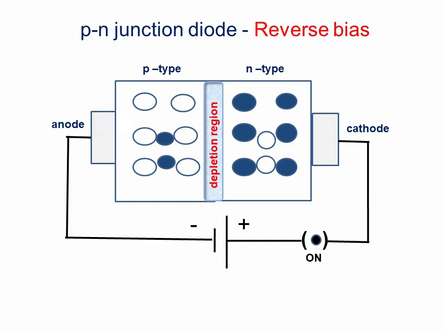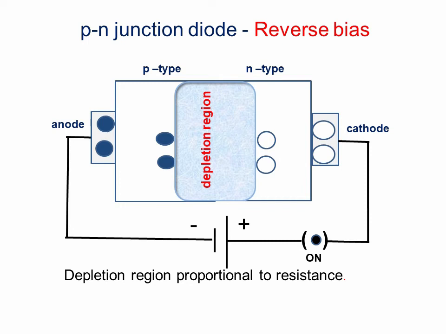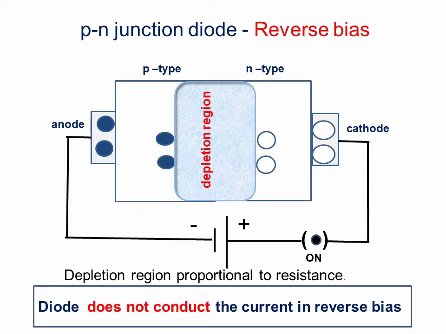The electrons from the negative terminal of the battery reach the anode in P type. The holes from the positive terminal of the battery reach the cathode in N type. The holes in the cathode attract the electrons in the N type. The electrons in the anode attract the holes in the P type. Now, due to the lack of charge carriers near the junction, the depletion region increases. Depletion region width is proportional to resistance, and hence the electrons cannot move further. So remember, a diode does not conduct current in reverse bias.